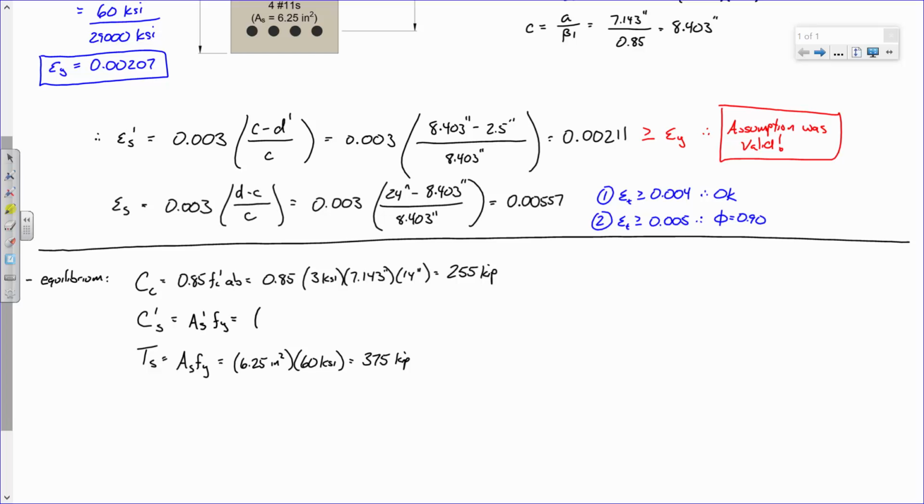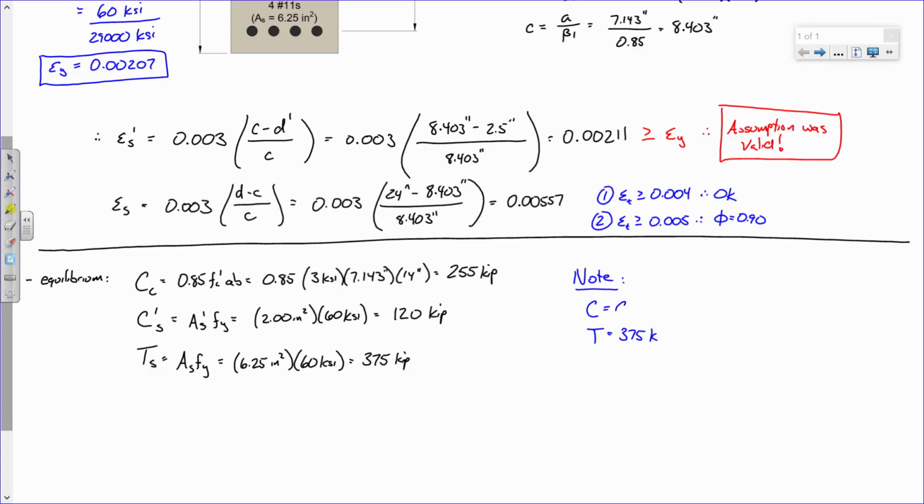And so that is, what was the area up top? I don't remember. 2. What does that equal? 120. I don't need a second on that one. So just a note off to the side. We know the tensile force is 375.